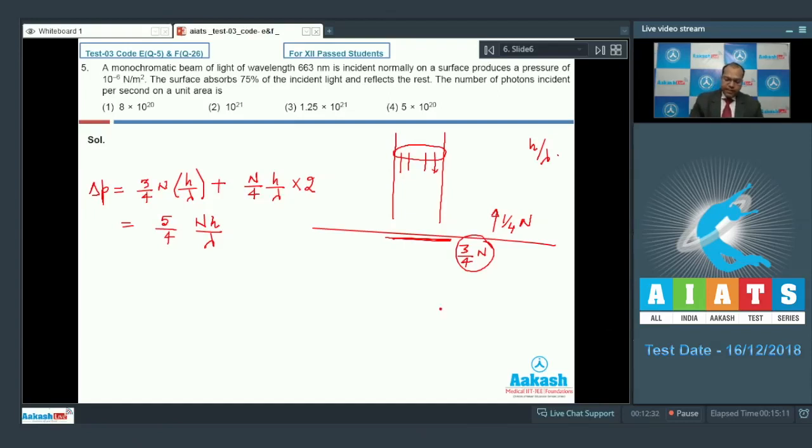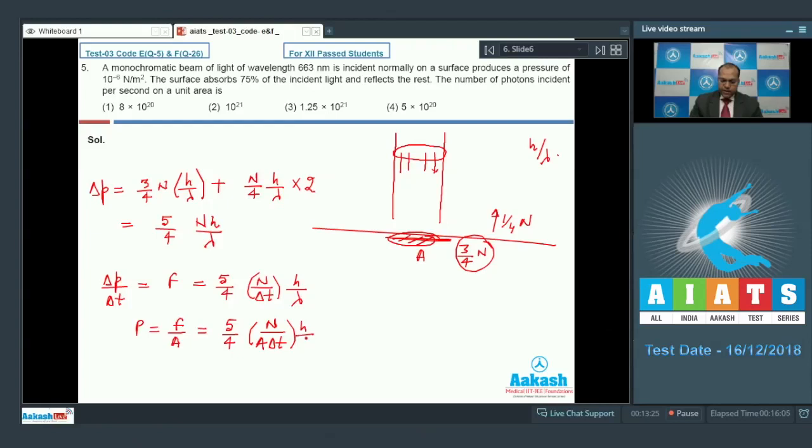If I divide by the time delta t, let in time delta t it is the momentum transferred, then dp by dt is the force which is exerted on the surface, and this is equal to 5 by 4 n by delta t into h by lambda. Let the cross section area of this surface be A. If I calculate the pressure, it is equal to force per unit area. So this is equal to 5 by 4 n divided by A into delta t into h by lambda.